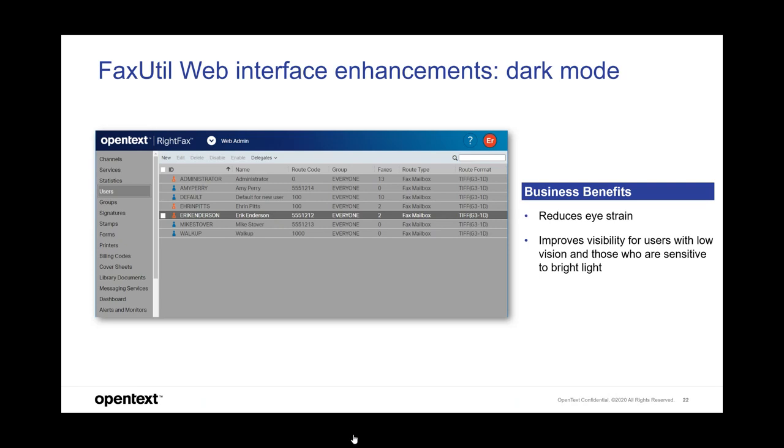So it darkens the screen, and a lot of folks like a dark mode because it can reduce eye strain. If you're looking at a bright white screen all day and a list of faxes, dark mode can kind of ease that strain. And so this improves visibility for users with low vision or those who are sensitive to bright light. And that's all that is. It's just an option that's available in a drop-down menu. You can just click your username and say dark mode on, and it's easy as that.